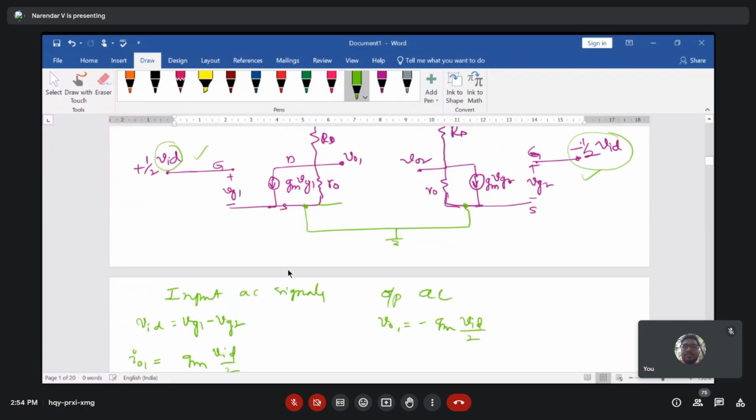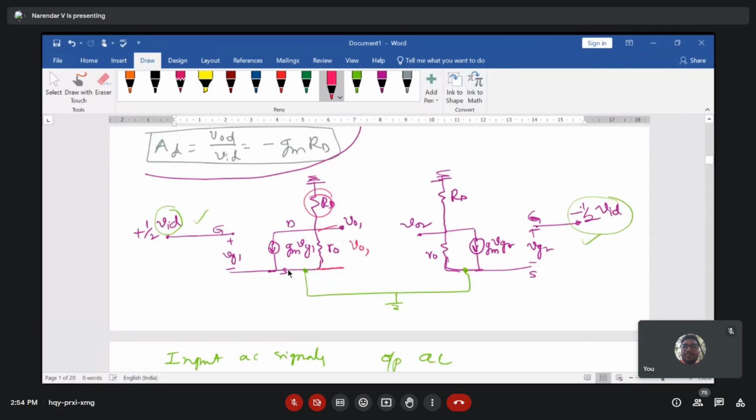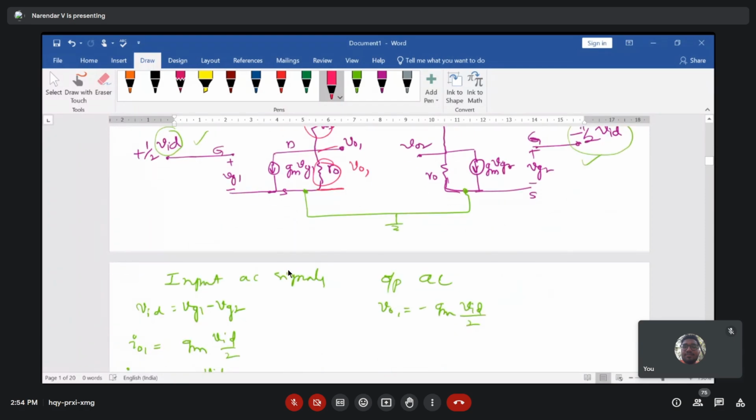This is the voltage across these two terminals. Let me consider another color. So this is your V01. These two resistors are going to be in parallel, along with the current which is flowing in them. So V01 is equal to minus GM times VID by 2, into the resistor RD parallel with R0. Similarly, V02 is plus GM times VID by 2, times RD parallel with R0.